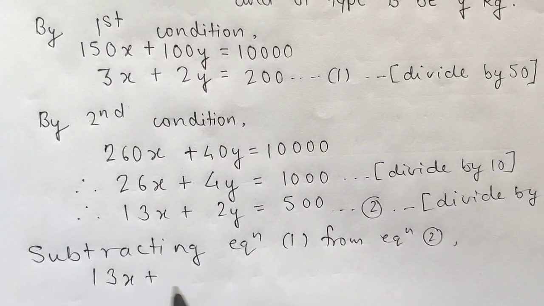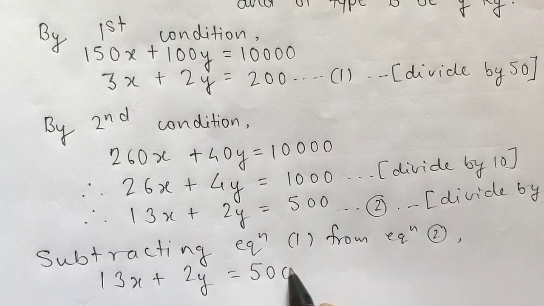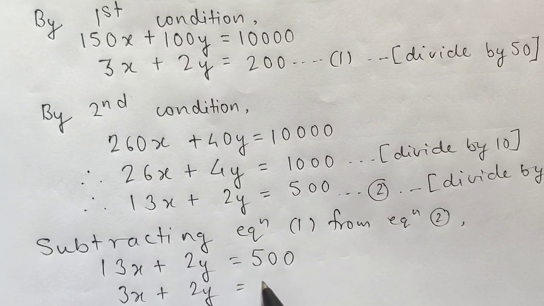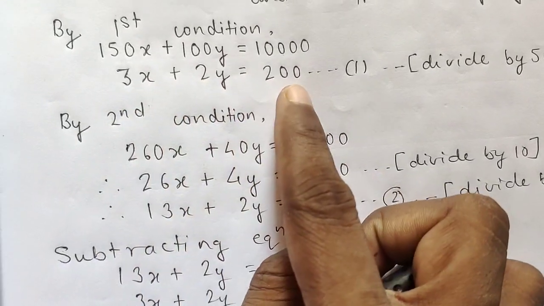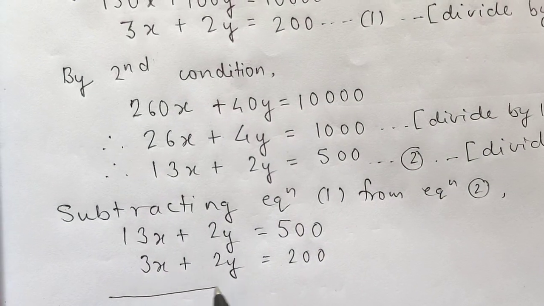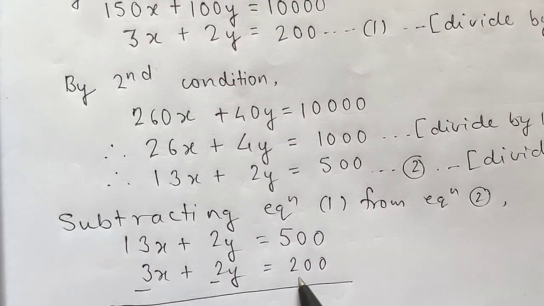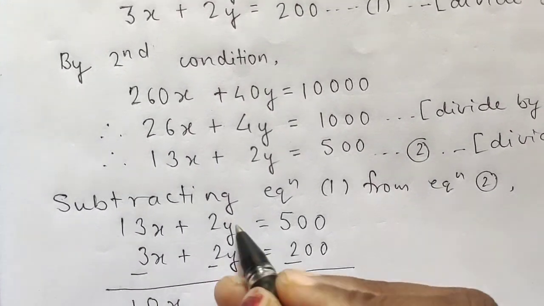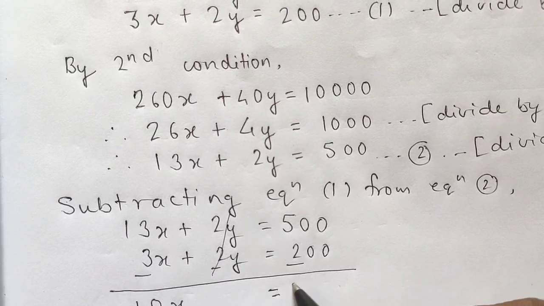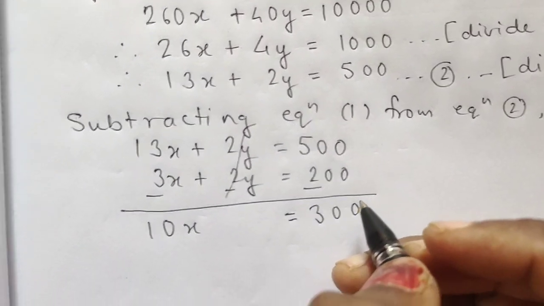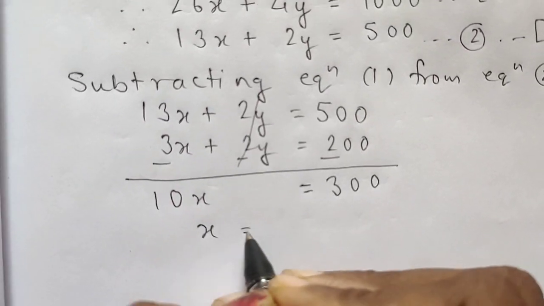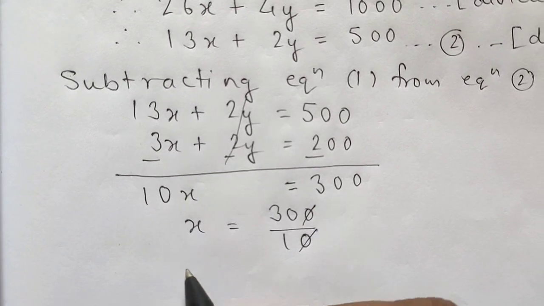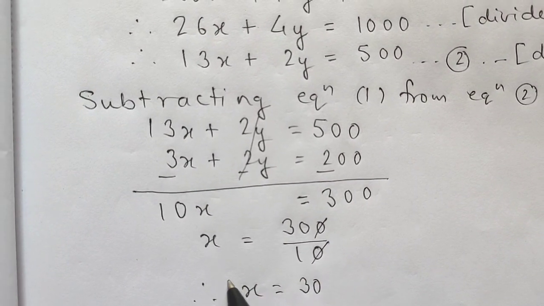So your equation 2 we are going to write first, and then we are going to write your first equation, that is 3x plus 2y is equal to 200. You can see here your first equation. Now what we are going to do, we are going to subtract, so change the sign, all will be negative. Now 13 minus 3 gives you 10, 2y minus 2y cancel, 5 minus 2, 500 minus 200 gives you 300. Now transfer this 10, so that this becomes 10, 300 divided by 10, cancel 1 0, so you are getting x is equal to 30.